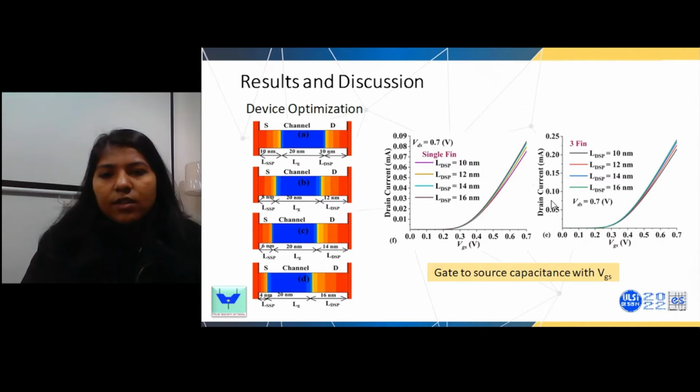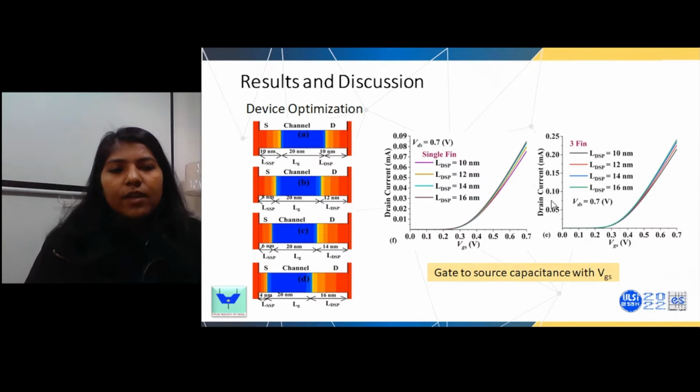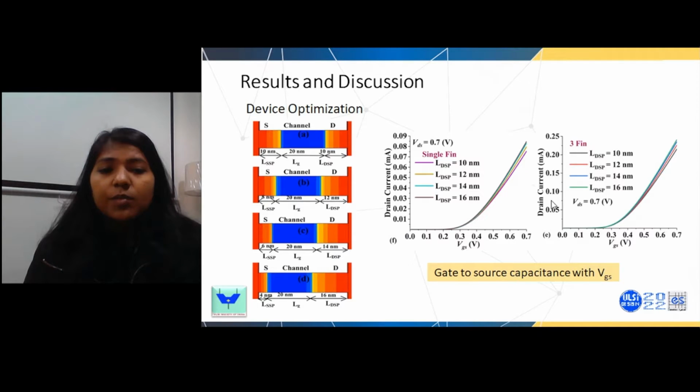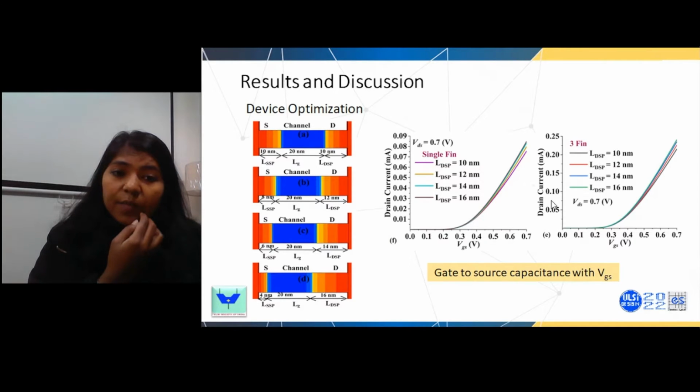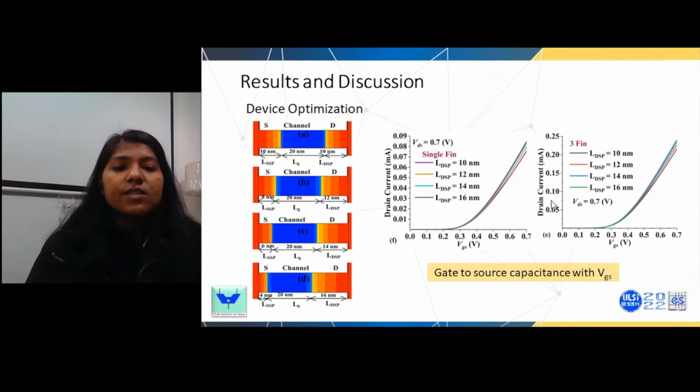Then we have introduced the asymmetry, where we have increased the drain spacer length and reduced the source spacer length by the same amount. As we have increased the spacer by 2 nanometer, we have reduced the source spacer length by 2 nanometer. So for this case, we have considered drain spacer lengths of 10 nanometer, 12 nanometer, 14 nanometer, and then 16 nanometer. Further increment in the drain spacer is not showing much improvement in the drain current as well as in the parasitic capacitances, which we'll see in the further slides.